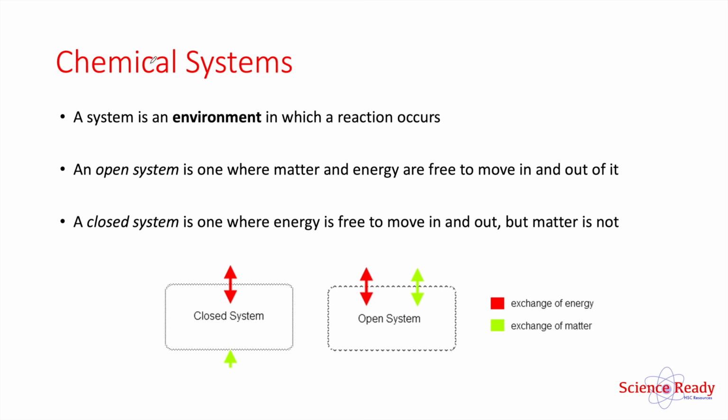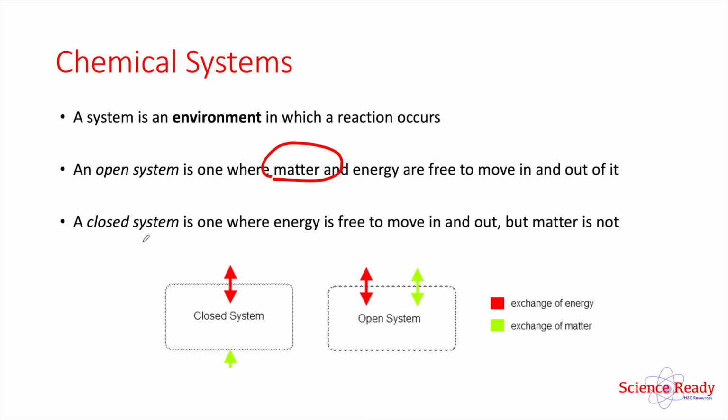What is a chemical system? Now, the word system in chemistry simply refers to the environment in which a chemical reaction occurs. There are two different types of systems you need to know. An open system is one where matter and energy are free to move in and out of it. The word matter refers to atoms, molecules, and compounds.